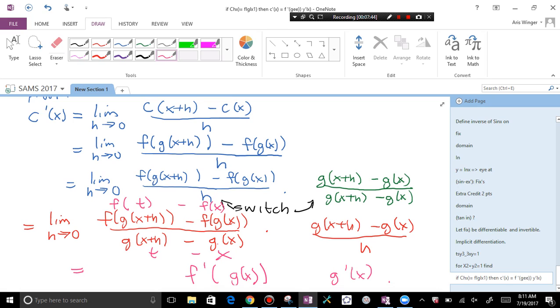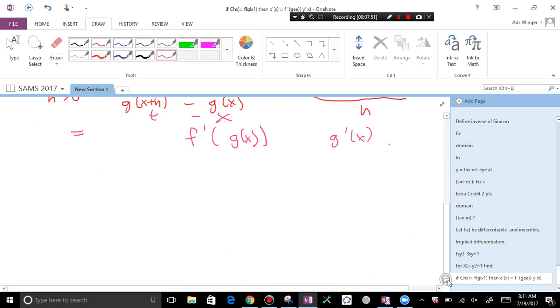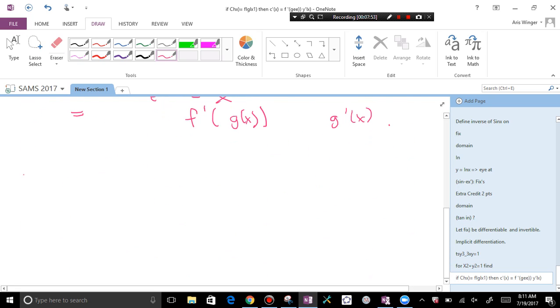Okay. Questions please? Can you explain again how you got f prime of g of x? Yeah, thank you, because that is not a trivial remark. So the limit as u tends to v of f of u minus f of v all over u minus v, what is that?